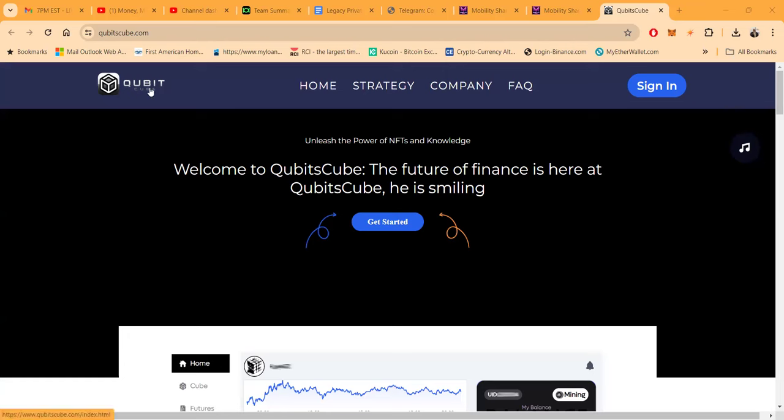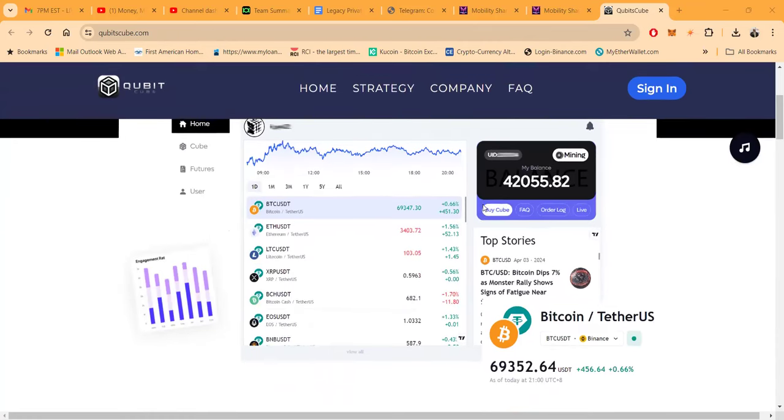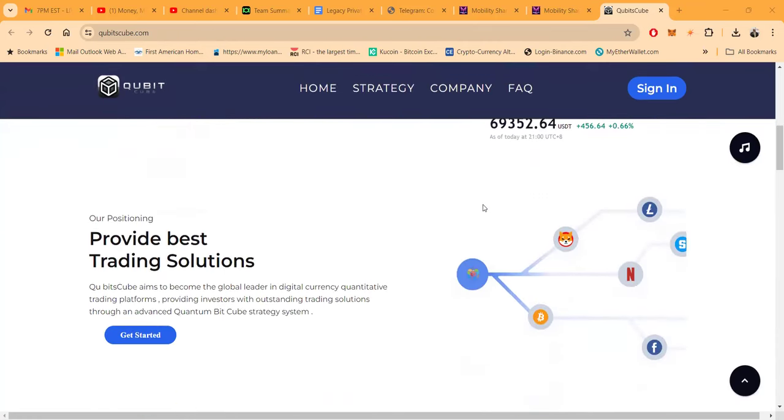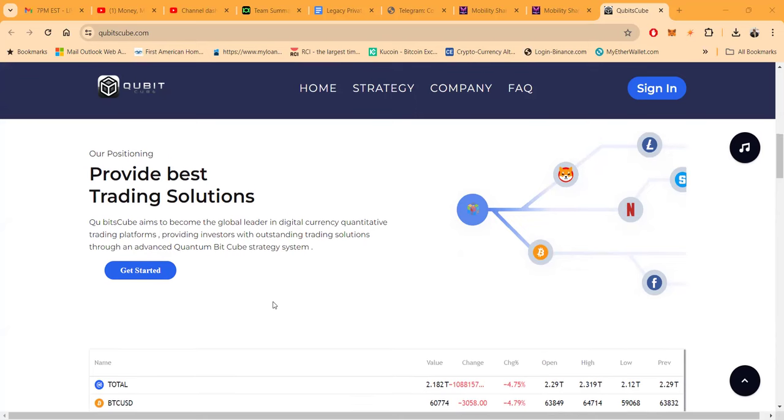Now, folks, QubitCube, unleash the power of NFTs and knowledge. Welcome to QubitsCube. The future of finance is here at QubitsCube. He is smiling. Now, folks, you can look here at the top stories. This is what the dashboard's going to look like, which I'm going to open up on my phone. Now, folks, they're positioning. They provide the best trading solutions. QubitCube aims to become the global leader in the digital currency quantitative trading platforms, providing investors with outstanding trading solutions through an advanced quantum bit strategy system.